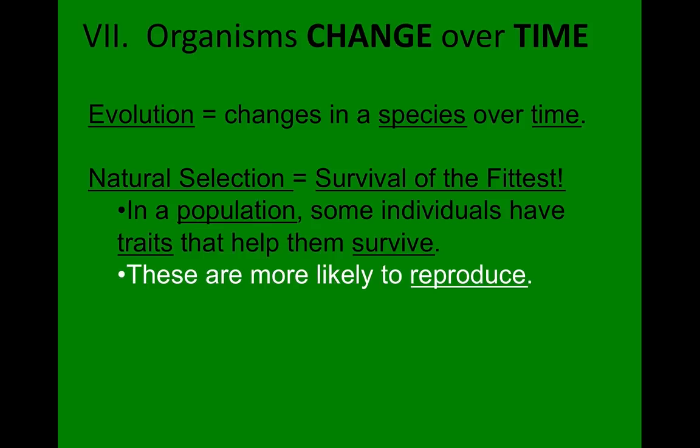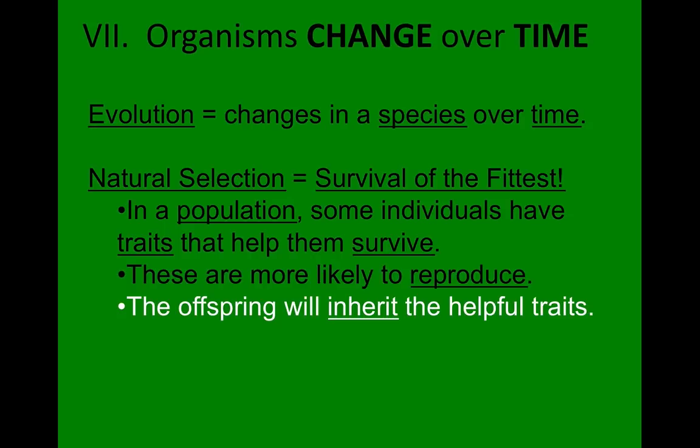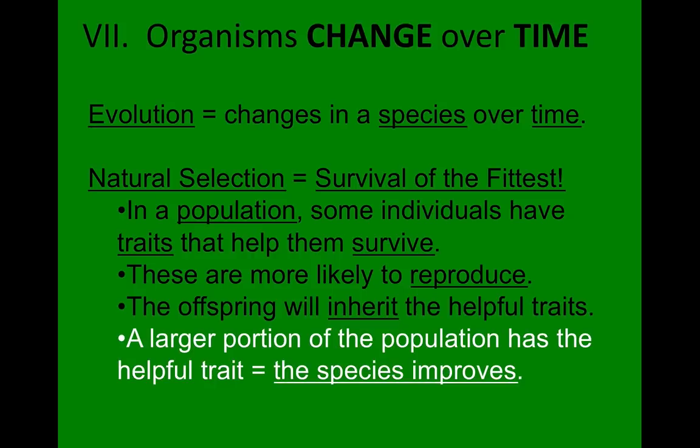So if these are more likely to reproduce, then those traits that those individuals have will be passed on to their offspring. And so now we have those helpful traits in the next generation too. And this will continue this way until a larger portion of the population has that helpful trait, until ultimately the entire species really as a whole has improved.